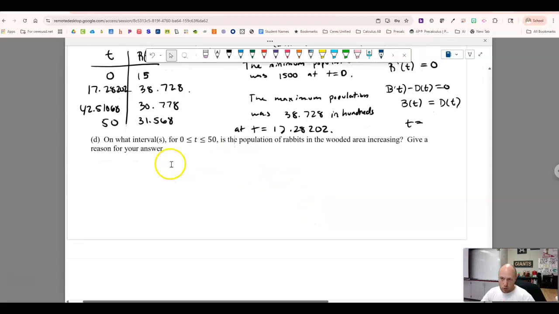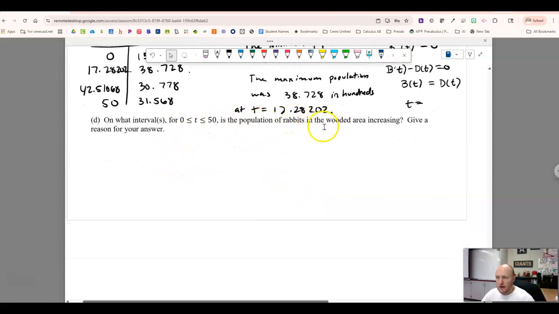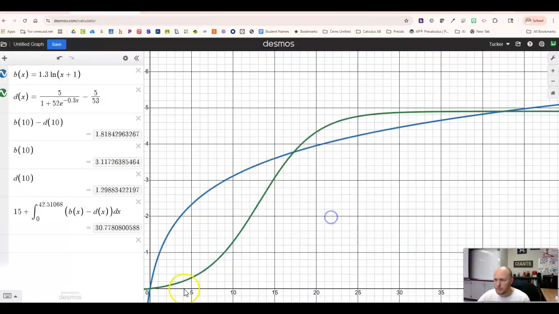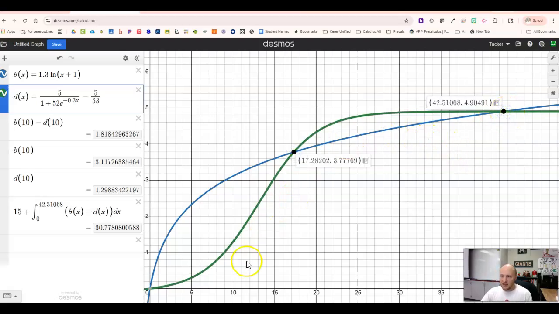All right, D: on what intervals 0 to 50 is the population of rabbits in the wooded area increasing? Give a reason for your answer. Well, we want R prime of t, this population, to be increasing, so we want R prime of t to be greater than 0, which means that B of t minus D of t is greater than 0. Again, we already know our critical values, these two critical values. So we're going to be increasing and positive whenever the birth rate is bigger. That's when the population is going to be increasing.